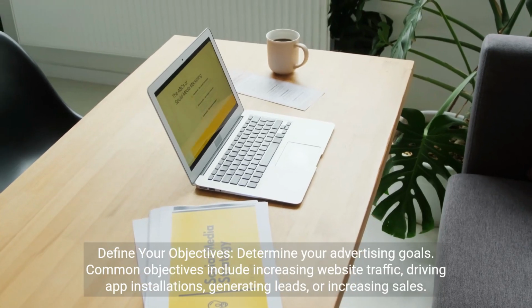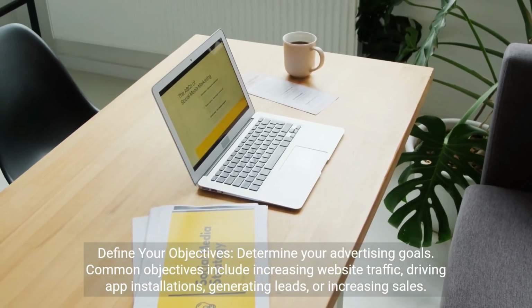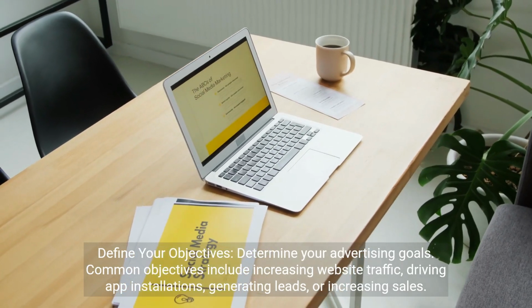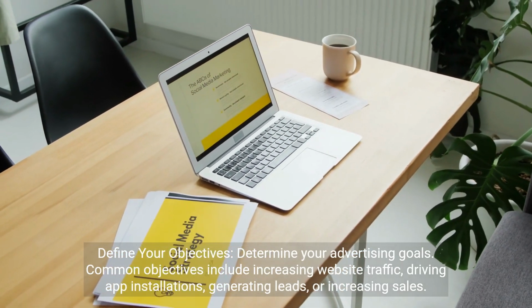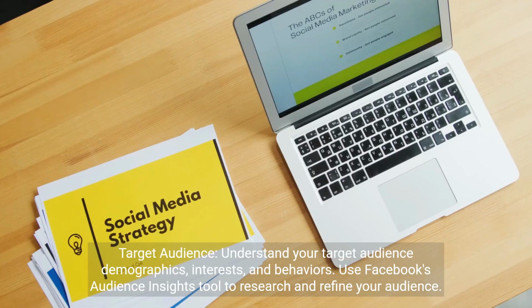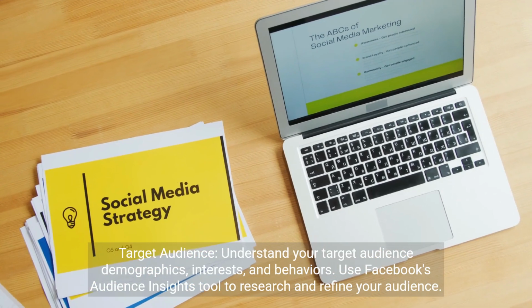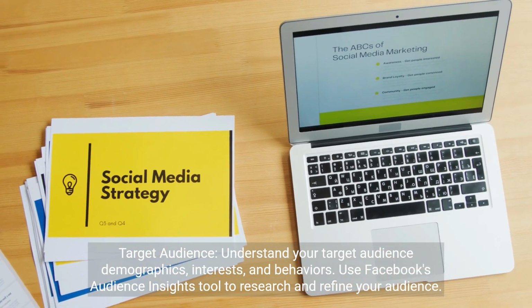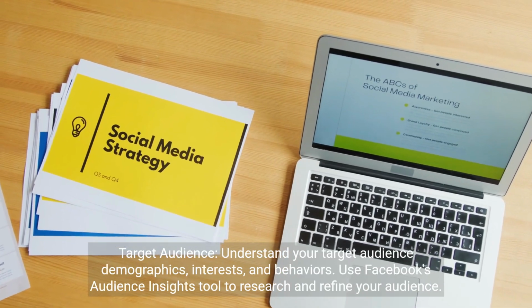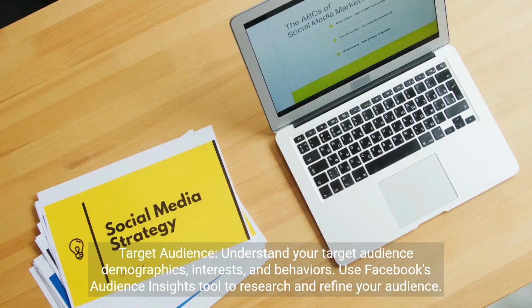Define your objectives: determine your advertising goals. Common objectives include increasing website traffic, driving app installations, generating leads, or increasing sales. Target audience: understand your target audience demographics, interests, and behaviors. Use Facebook's Audience Insights tool to research and refine your audience.